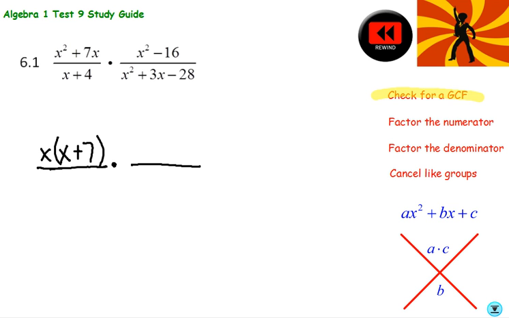X plus 4, nothing in common. Sometimes they're nice to us. Sometimes they give us a problem where we don't have to do any factoring on it. So great, thanks. X squared minus 16.